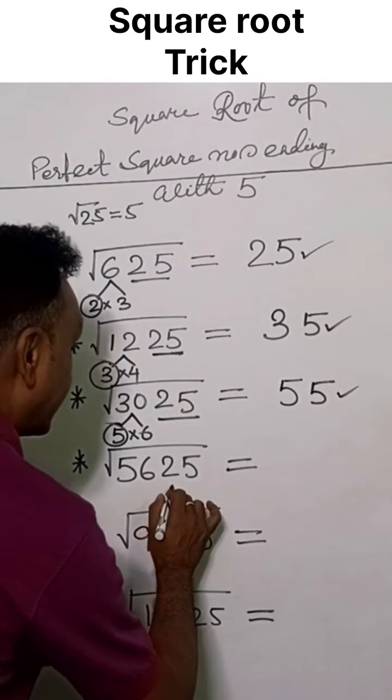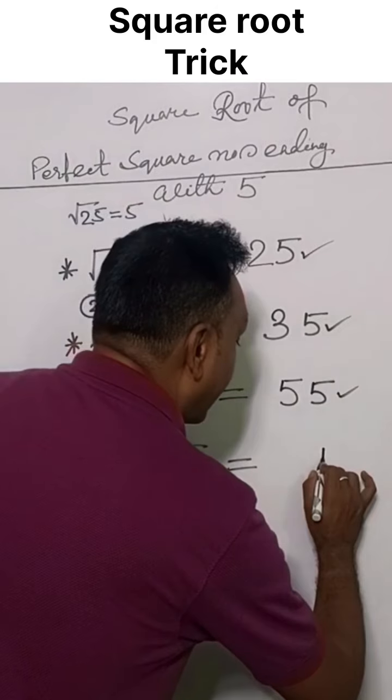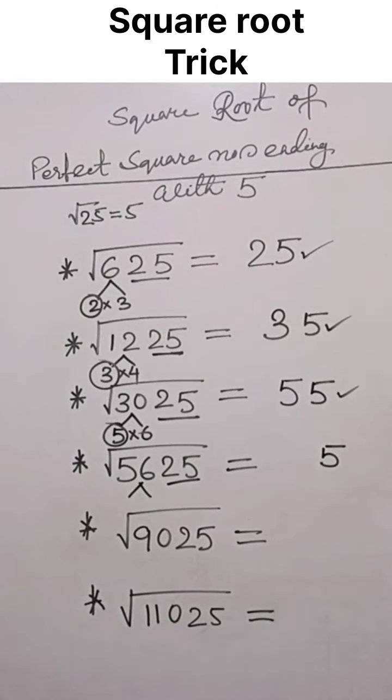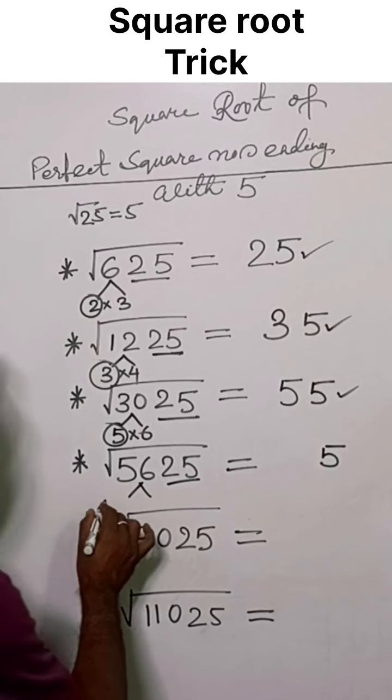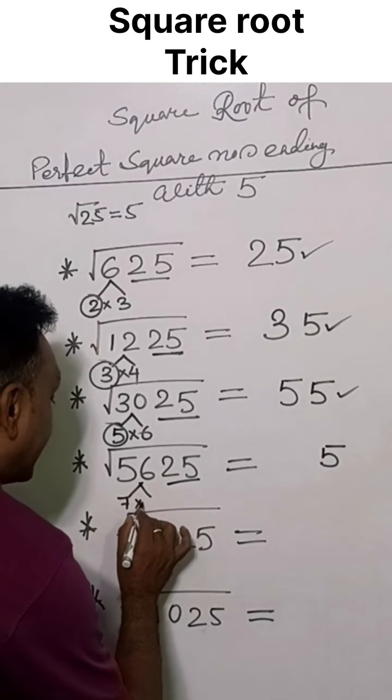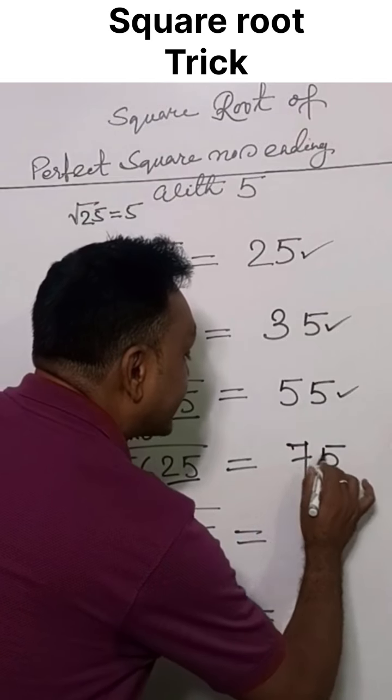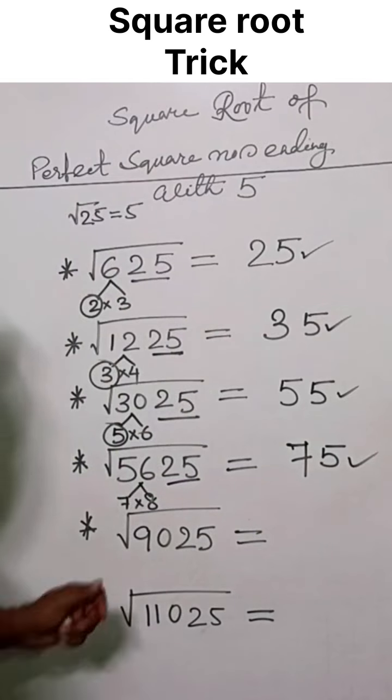The next one is similarly 25. Directly I'll write 5. So for 56, I'll take the factors of 56, 7 into 8, which make 56. Out of these two numbers, 7 is the smallest and their difference is 1. So I'll write 7 here. So 75 is the answer.